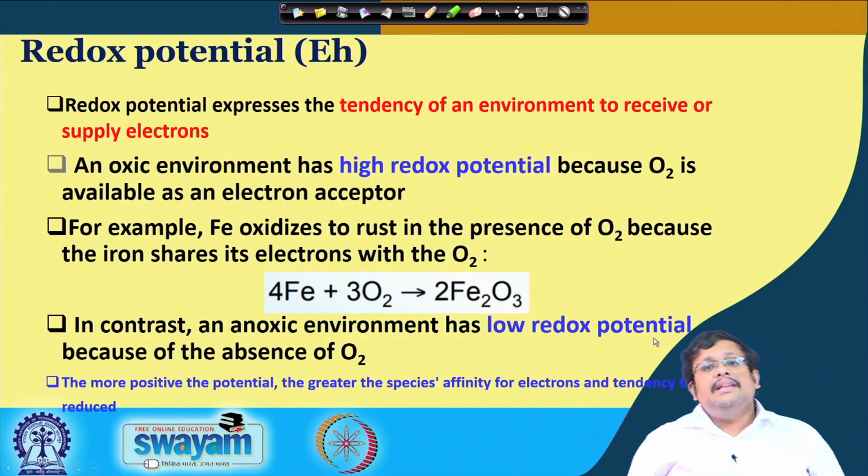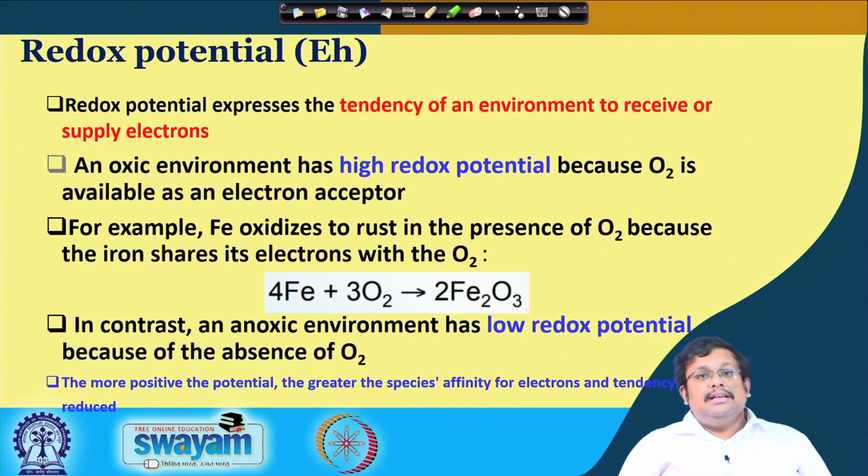So, what is redox potential? Redox potential basically expresses the tendency of an environment to receive or supply electrons. Whether an environment where different chemical reactions are going on will accept or supply electrons can be indicated by using the redox potential, and redox potential is denoted by EH. So, EH is basically called the redox potential.